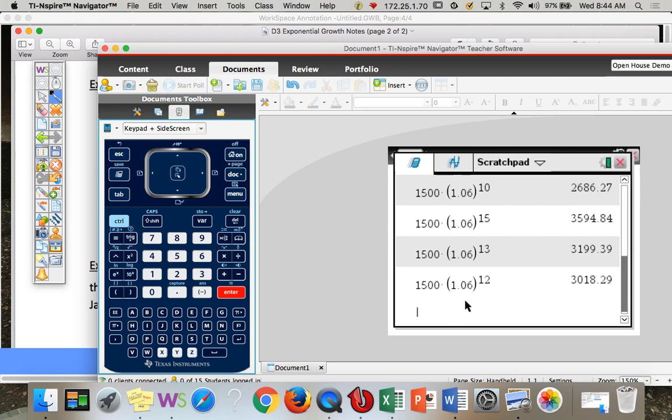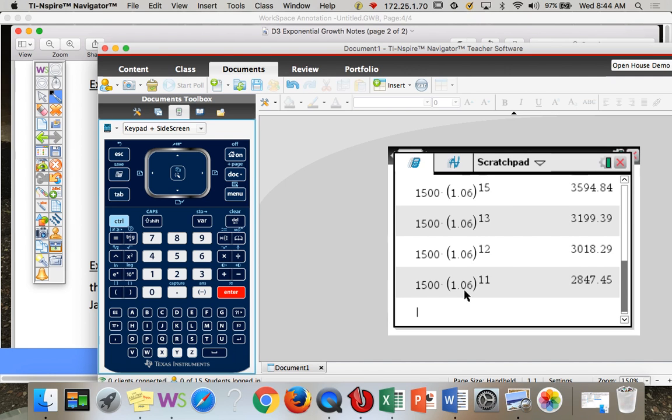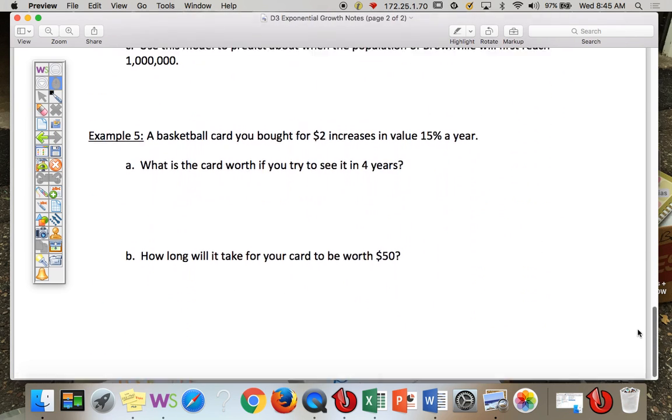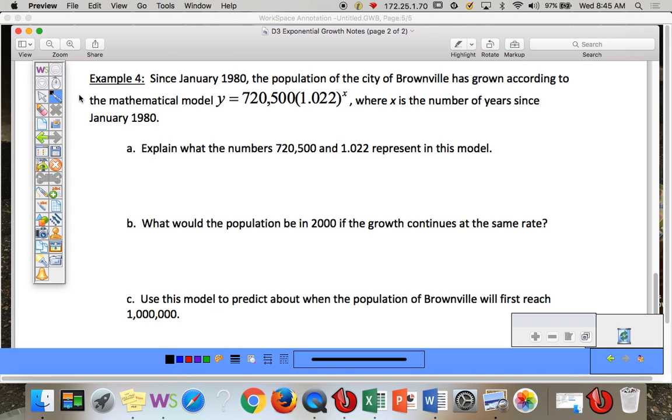Okay, so I'm going to say it's going to take about 12 years because 11 probably is too small. So you can say between 11 and 12 years, so almost 12 years, I'll say. So we did that by guess and check. We plugged in until we found a number that was close to 3,000. Okay, 2 more examples.